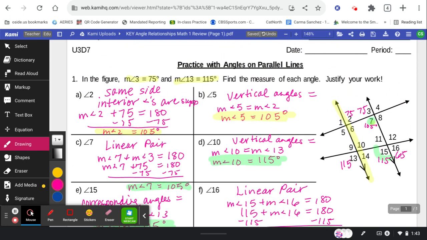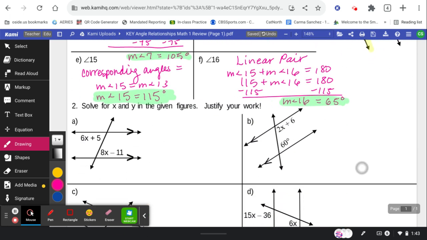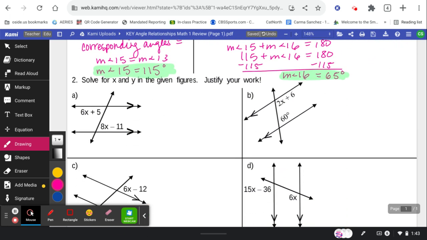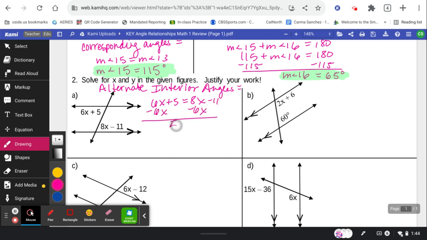Okay, so again, you can fill in the whole picture if you want to, or you can just do the ones that are appropriate. It's up to you. Now we're actually going to be solving some of these. So looking here in 2A, do you see that that's an alternate interior angles are equal. So go ahead and set these equals. 6x plus 5 equals 8x minus 11, minus the x's and plus the 11.